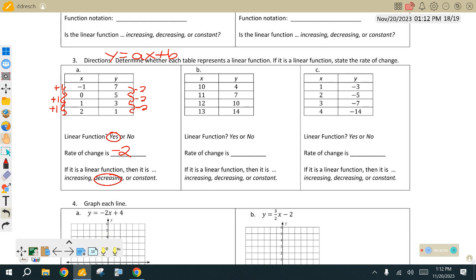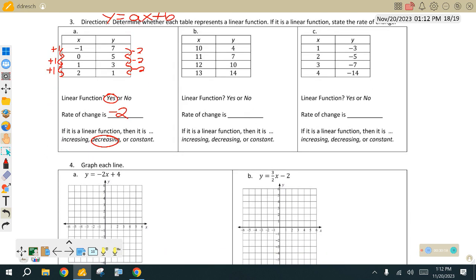We found the slope. When you look at that table and you determine if it's linear or not, once you say it's linear, you found the slope. And the slope is that rate of change. It's that common difference. So we got y equals negative 2x. We're halfway there. The only thing you're missing is that y-intercept.